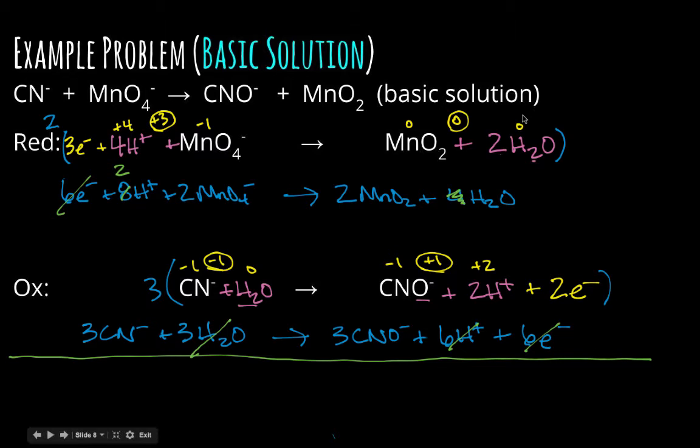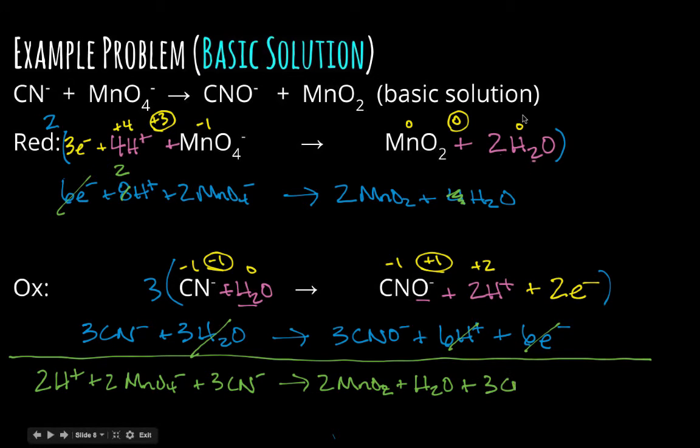So I have 2 H plus, 2 MnO4 minus plus 3 CN minus. That gives me 2 MnO2 plus H2O plus 3 CNO minus. Okay, I think I got everything, so that's everything from up there.